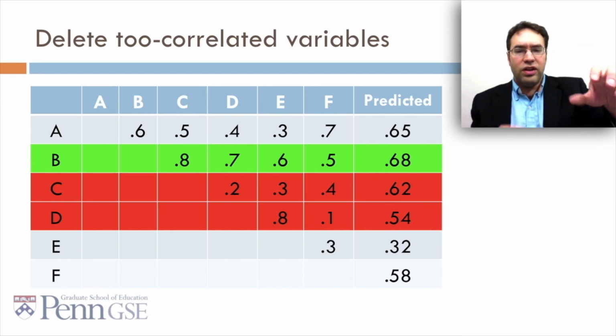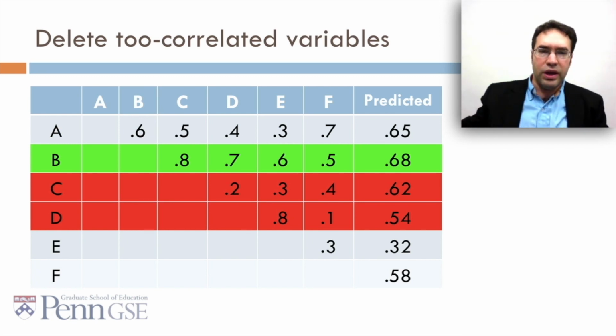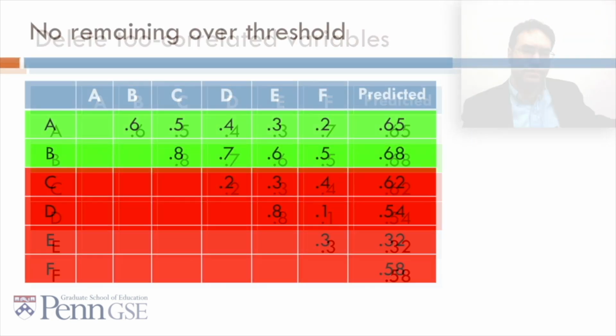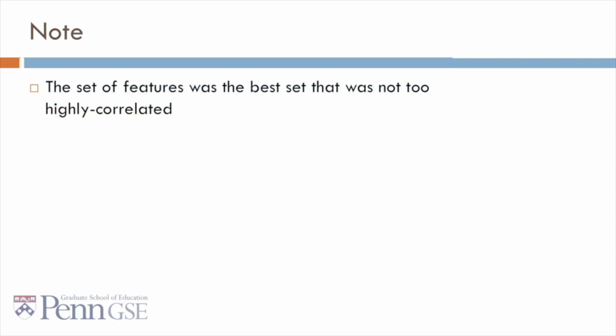So we're going to take C and D, and they're gone. We're done with them. We're never going to look at them again. We've saved B, we've thrown out C and D. Now at this point, we don't have any variables remaining over the threshold. Variable E was not overcorrelated to anything, but it's below our initial threshold, so we exclude it. Now, we should note that the set of features we found was the best set that wasn't too highly correlated to one another. That's what the method does.